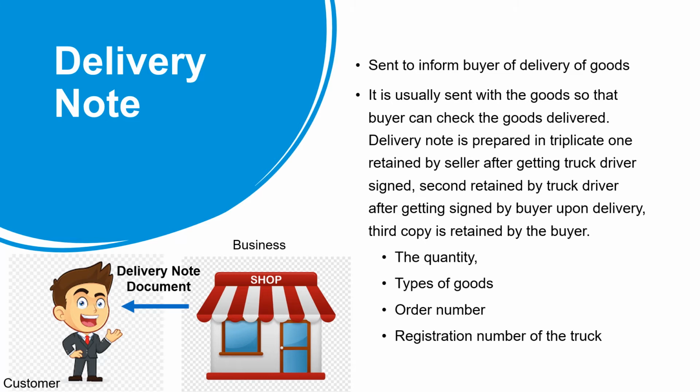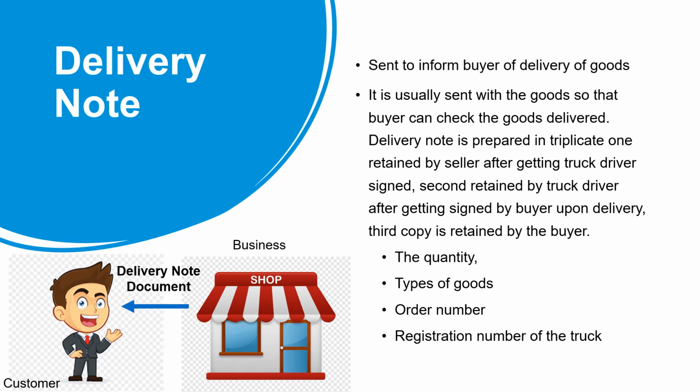A delivery note is prepared in triplicate. One is retained by the seller after getting the truck driver's signature. The second is retained by the truck driver after getting the buyer's signature upon delivery. The third copy is retained by the buyer. So it means there are 3 copies of the delivery note. One is with the company, another is with the person who is delivering, and the other is with the person who buys this product.